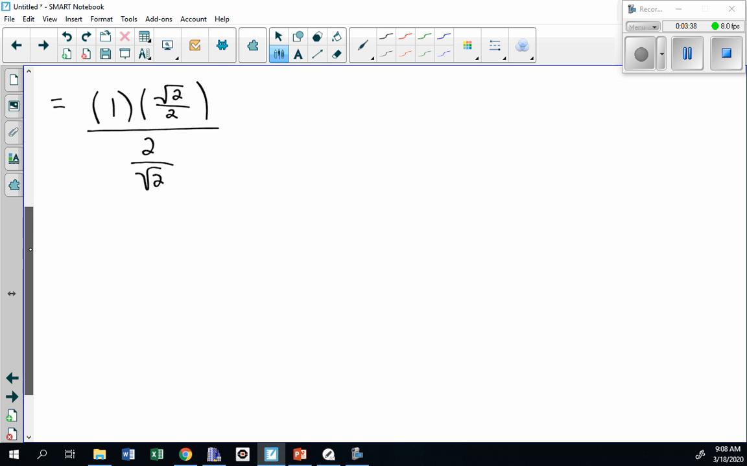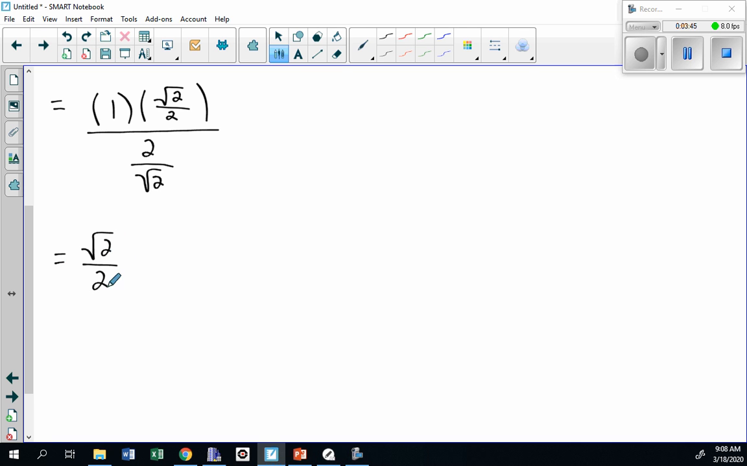All right, we can simplify that a little bit further. This complex fraction I'm going to turn into just a division, so dividing by 2 over square root 2. Now to deal with that, we're going to turn this into a multiplication and reciprocate our second fraction. So you can see this is actually going to turn into a really nice number.